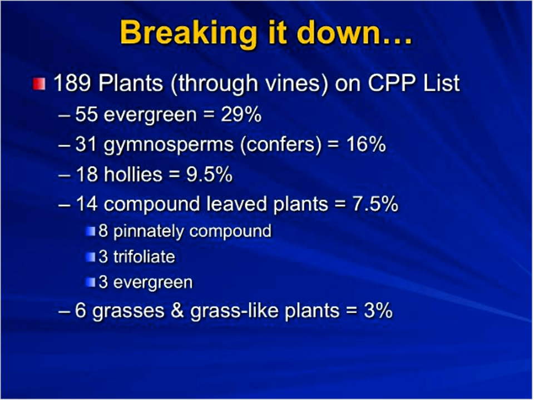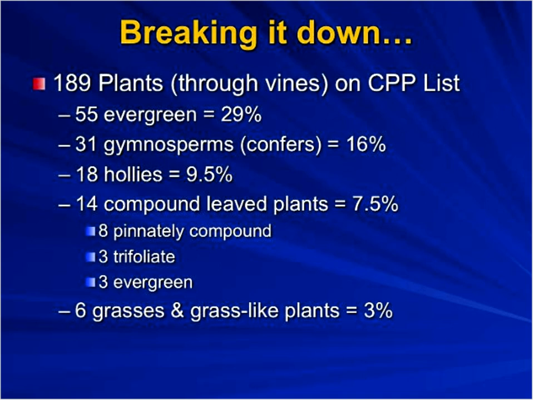the education of master gardeners, these categories are pretty broad. So everyone has an understanding of evergreen. So 29% of the list is evergreen. 31 are conifers, so that's only 16% of that massive list, or anything that's conifer-like or gymnosperms. 18 are hollies, only 9.5%. And then we've got 14 are compound leaf plants.